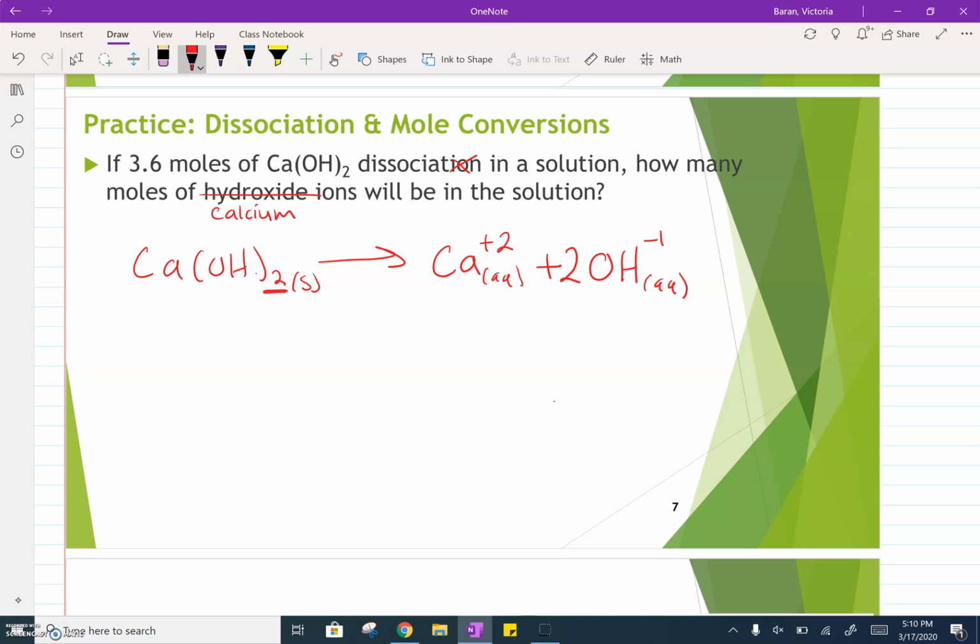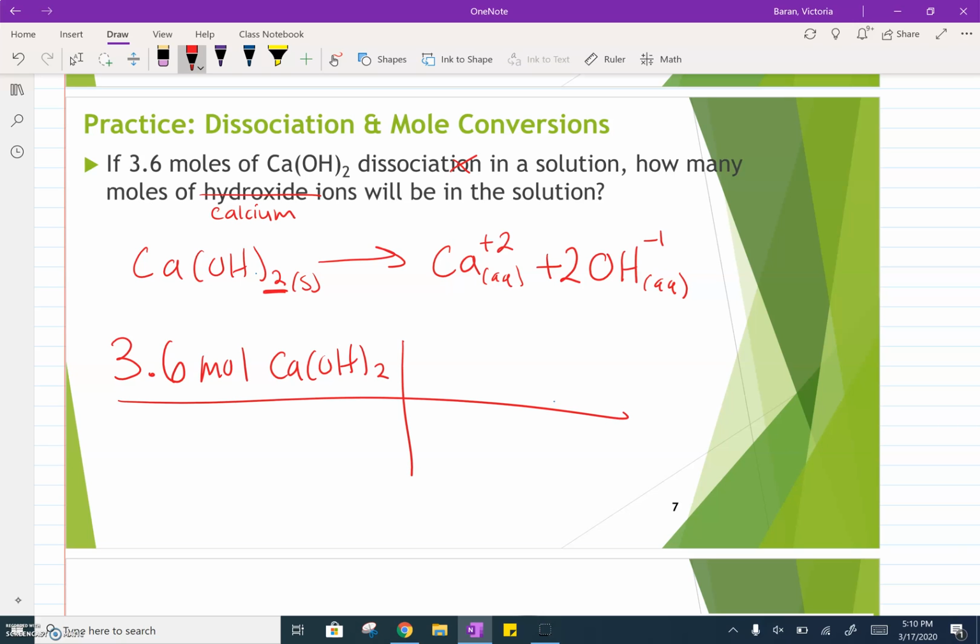Now I can set up my picket fence. So they said if 3.6 moles of calcium hydroxide dissociate, how many moles of calcium ions will we have? So we're going to start with what they gave us, 3.6 moles of calcium hydroxide. And again, just like in the previous problem, we will use the balanced chemical equation, okay? Just like we did with stoichiometry with the mole-to-mole ratios. So again, there's 1 mole of calcium hydroxide here, and that's where I'm getting the 1 that I'm going to put here, mole of calcium hydroxide.